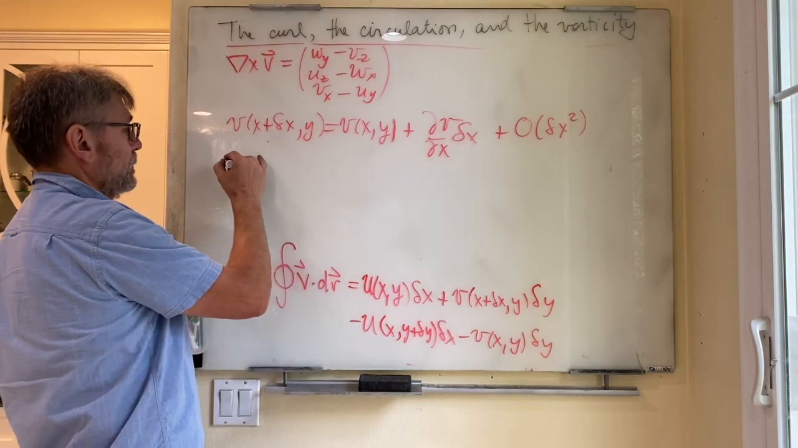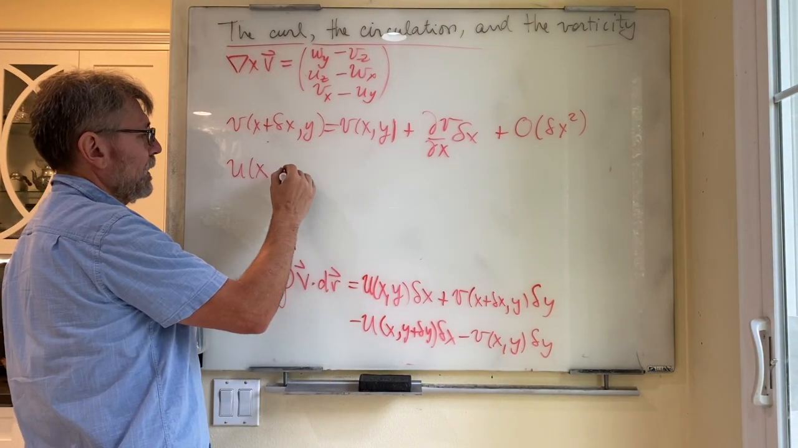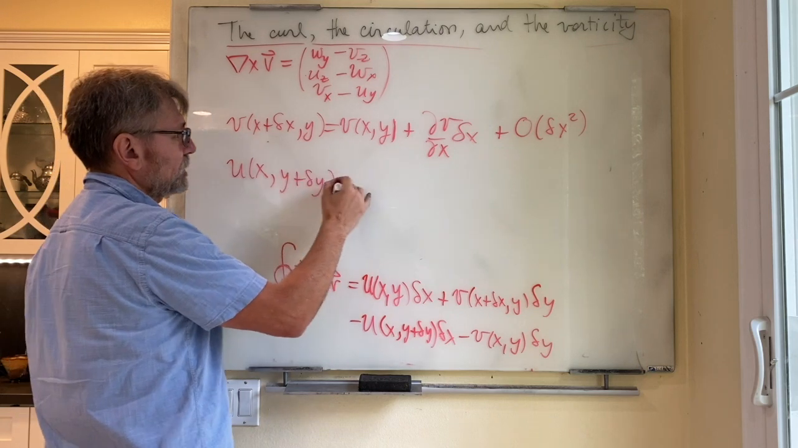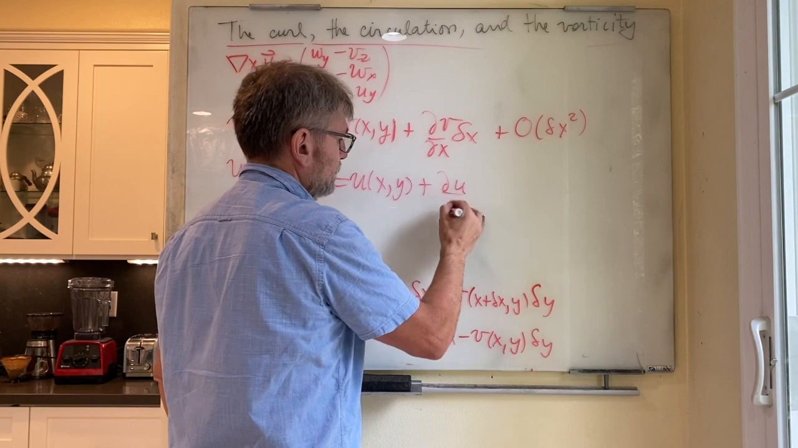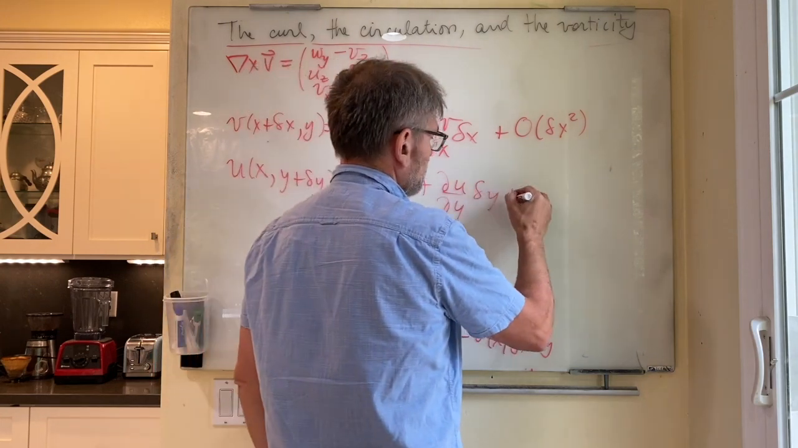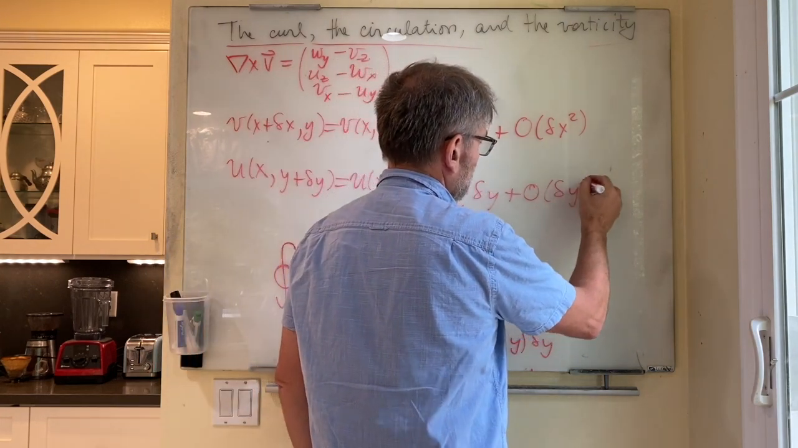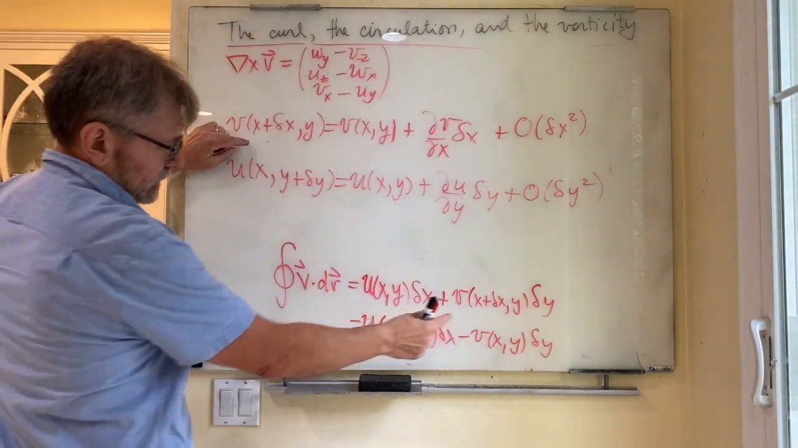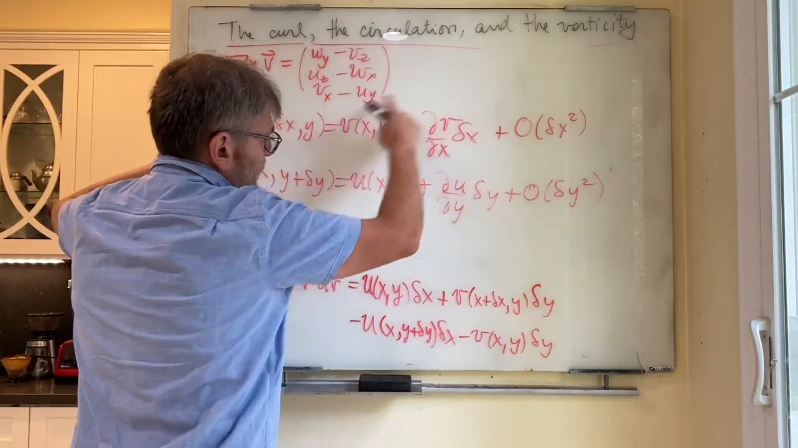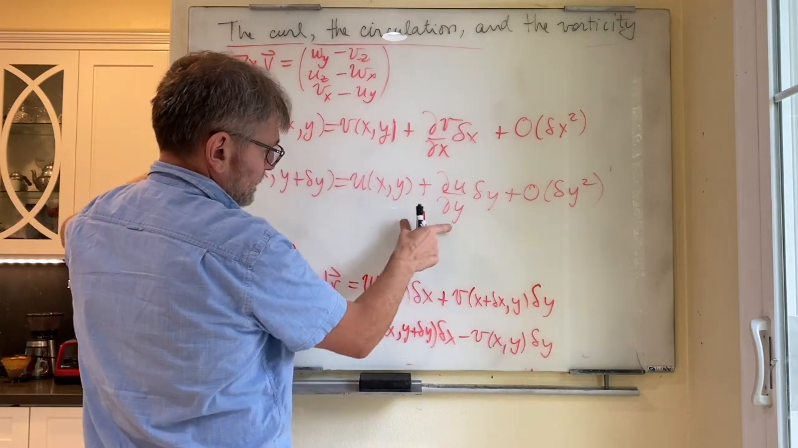And then the u at x and y plus delta y is going to be u at x and y plus du dy times delta y plus terms of order delta y squared. Again, terms that vanish. So now I can replace this expression by this expression and this one by this expression.